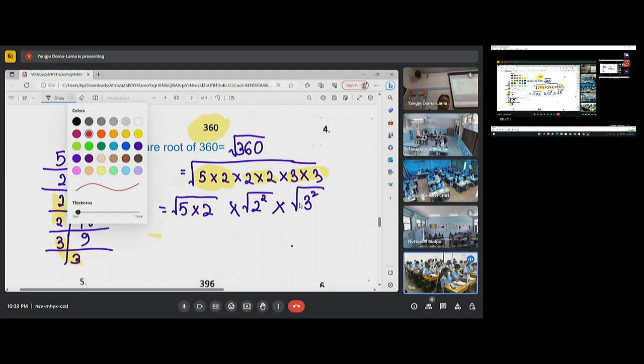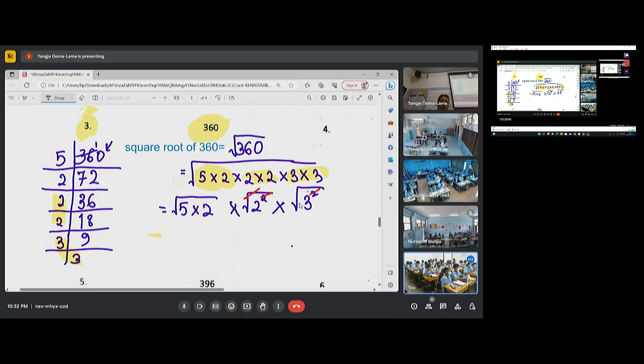Yes? So we can cancel this. What do you get? 5 times 2, 10. And this is root 10 because you cannot find the square root. We have 2 times 3. How much is 2 times 3? 6, and root 10 cannot be changed into the root number. So we have found root under 360 is 6 root 10.